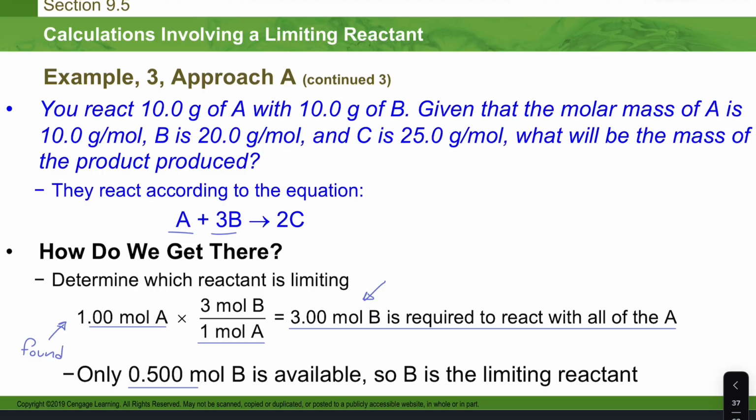However, we do not have 3 moles. We only have 0.5 moles, so we already know right off the bat that B is our limiting reactant. So if you end up doing this reaction and you need more moles of something than you have, then you will be able to figure out what the limiting reactant is.